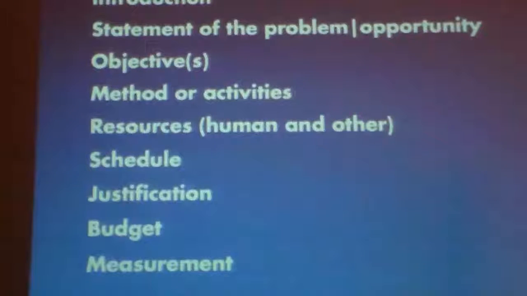And the reason for that is that proposals are often read discontinuously. Someone will take a piece of it and read it in isolation from the others. So you need to have headings that indicate what the sections are. You got it here, what he's saying.